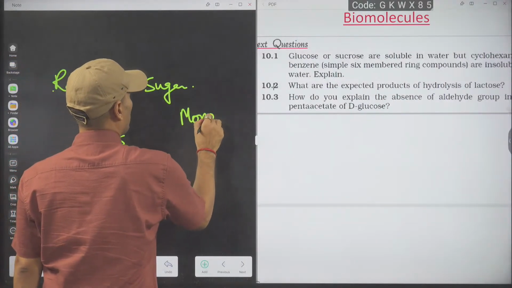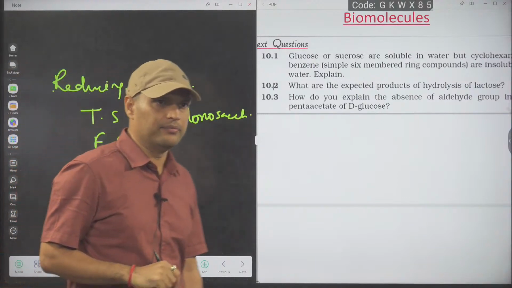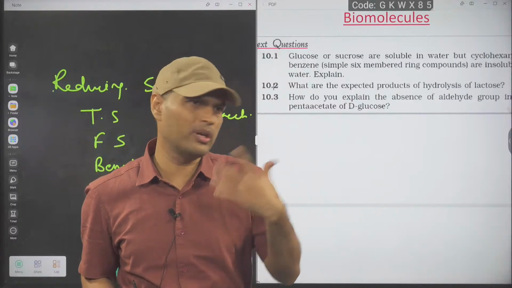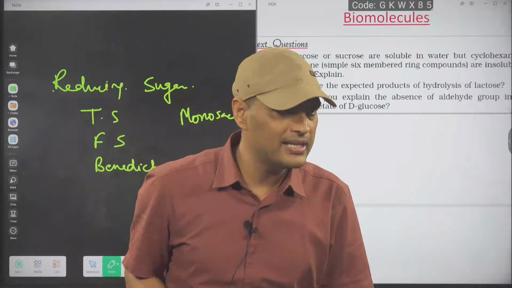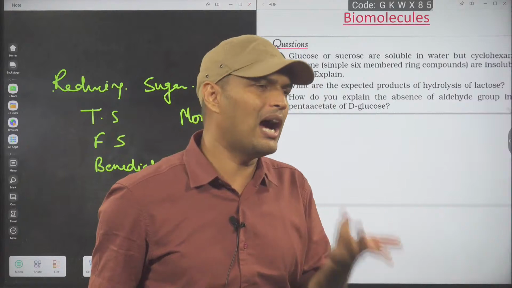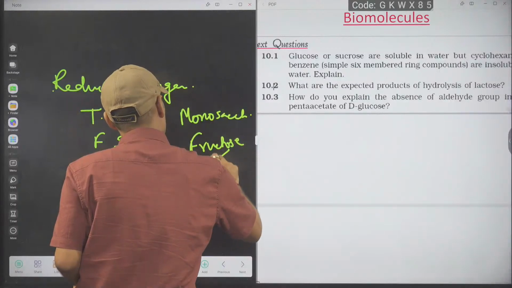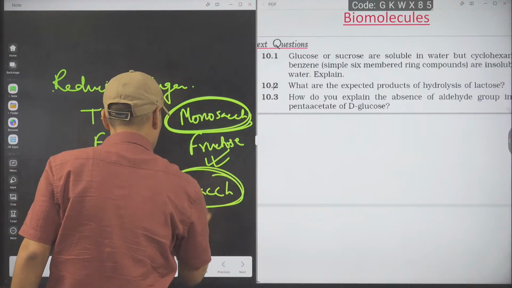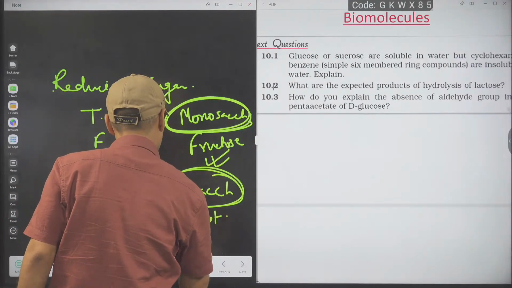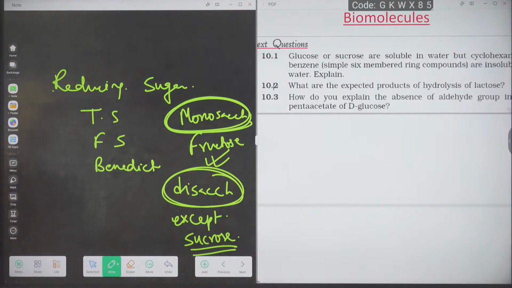Who will give it? Monosaccharides. Before this, we know that Tollens' test is given by aldehyde. Glucose has an aldehydic group, so it will give it, no problem. Fructose has a ketone. Then how does fructose give it or not? So keep this in mind: fructose, all monosaccharides, and you can say disaccharides also, but except what? Except sucrose. We asked you this, except sucrose. Clear?